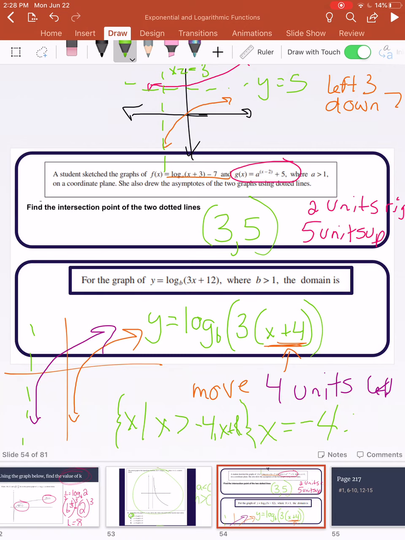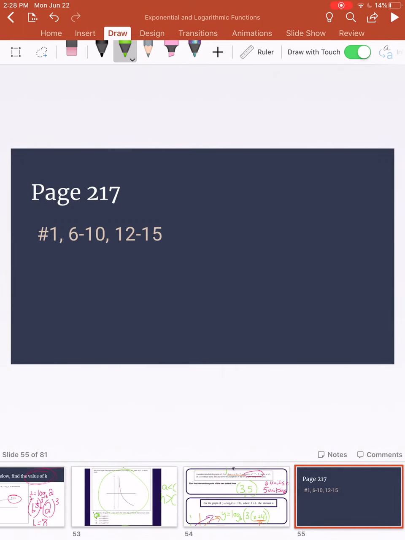Okay, key concepts with logarithmic graphs. Make sure you understand transformations and how they affect the graph, and also definitely make sure you understand that logarithmic graphs have a vertical asymptote. Here's some questions for you to practice.